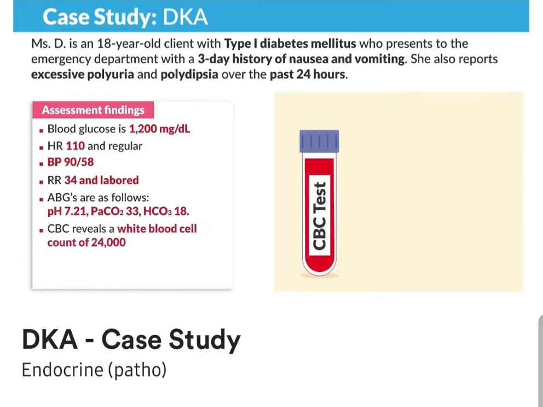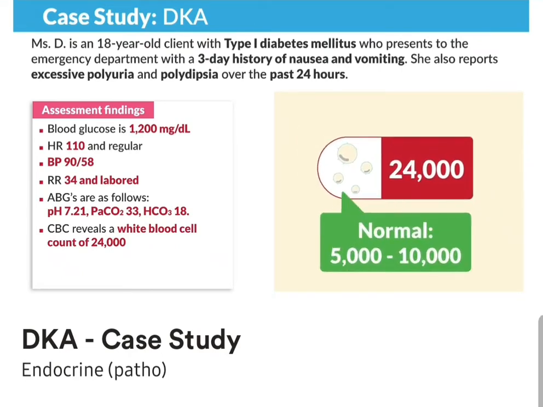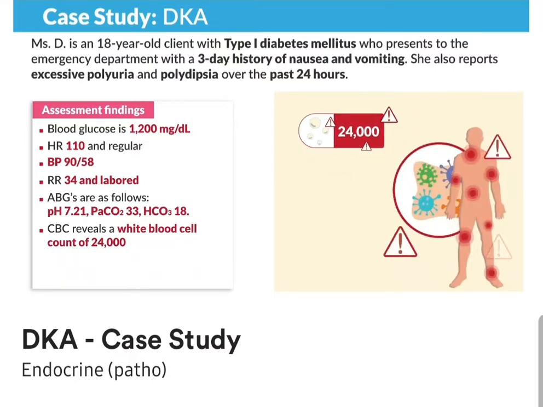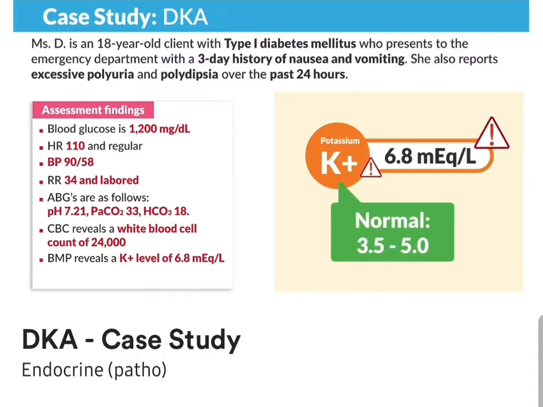Now the CBC revealed a white blood cell count of 24,000. Whoa! So normally the WBC count is between 5,000 and 10,000. So 24,000 is super high, indicating a current infection. Now the BMP reveals a potassium level of 6.8. Now you know normal potassium is 3.5 to 5.0. So 6.8 is sky high.